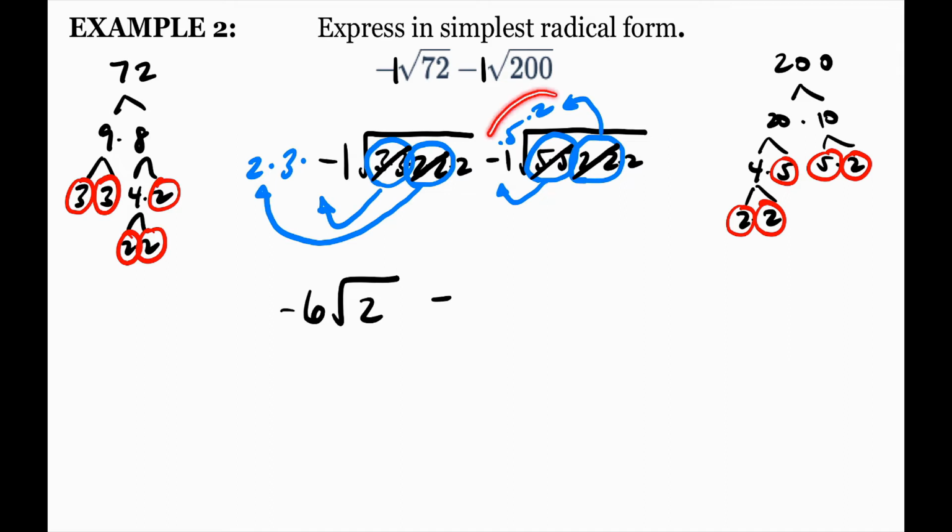Over here, I had -1 times 5 times, sorry, times 2. -1 times 5 times 2. Multiply those, you get a -10. And there's a 2 on the inside, right?